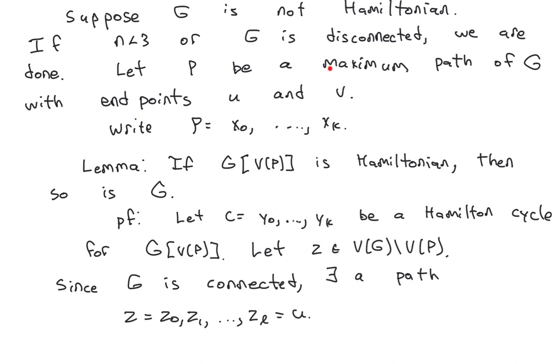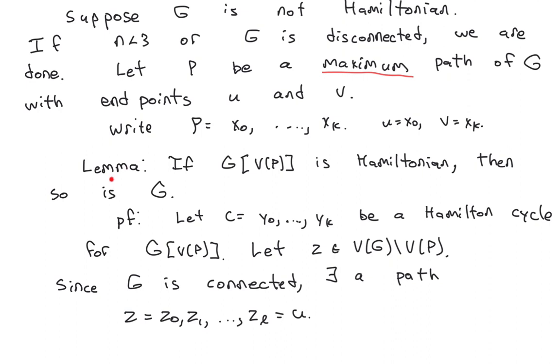We're going to let P be a maximum path of G, with endpoints we're going to call U and V. So we're going to write P as x0 through xk, where U is the name of x0, and V is the name of xk. Note here that we are talking about maximum instead of maximal, so we want the longest path possible.